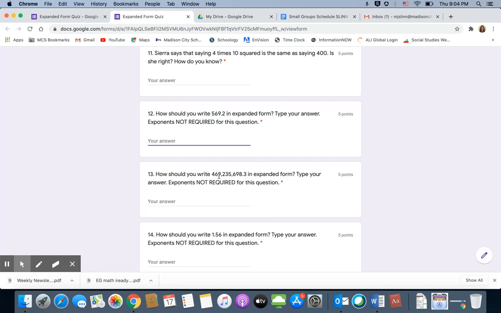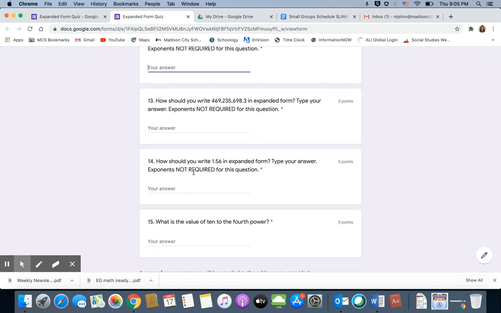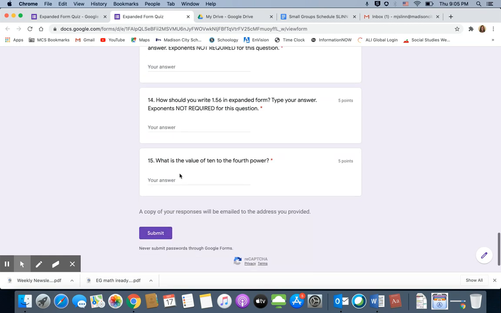How should you write this number in expanded form? Exponents not required. How should you write this number? Exponents not required here either. Last but not least, what is the value of 10 to the 4th power? I tried to give you a nice easy one to finish with.